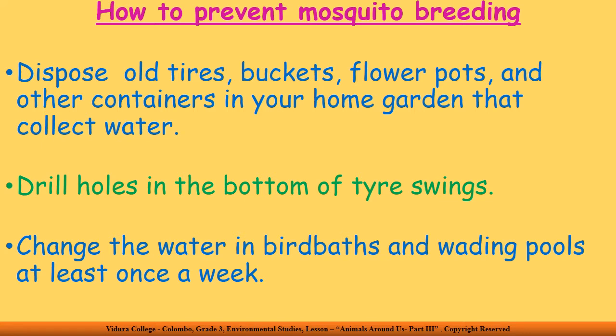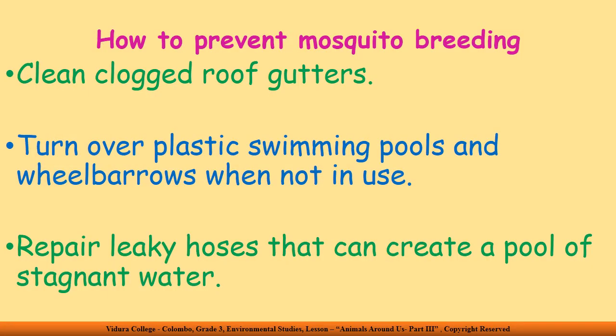How to prevent mosquito breeding? Dispose of all tires, buckets, flower pots and other containers in your home garden that collect water. Drill holes into the bottom of tire swings. Change the water in bird baths and wading pools at least once per week. Clean clogged roof gutters. Turn over plastic swimming pools and wheelbarrows when not in use. Repair leaky hose that can create a pool of stagnant water.